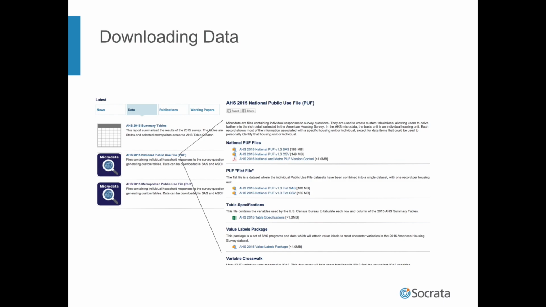So go ahead, click that second link called AHS 2015 National PUF version 1.3 CSV. It might take a few minutes to download. Go ahead and hit pause here, grab something to eat or drink, and head on back when you're ready. You'll see that the file downloaded as a zip file, and when you click to unzip it, there's 3 different CSV files in there. Go ahead and open the household CSV file, which will open it in Excel.